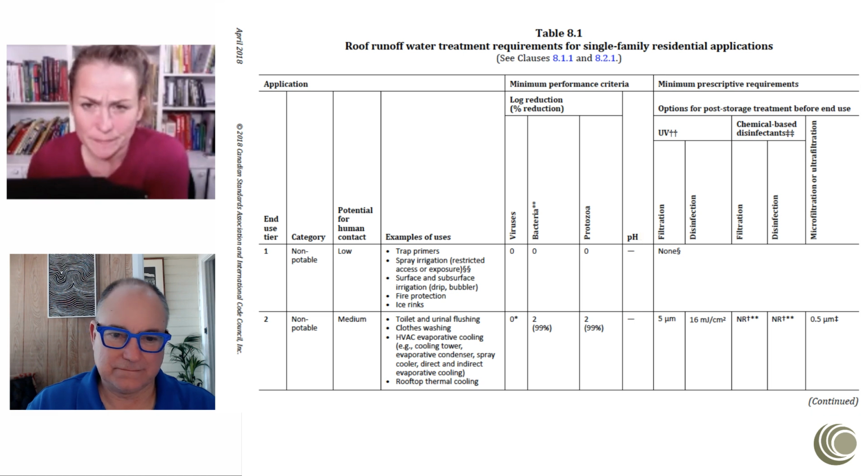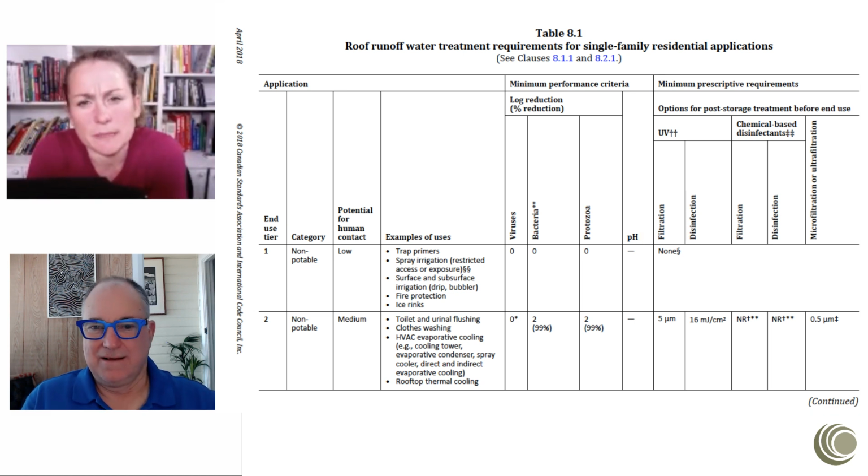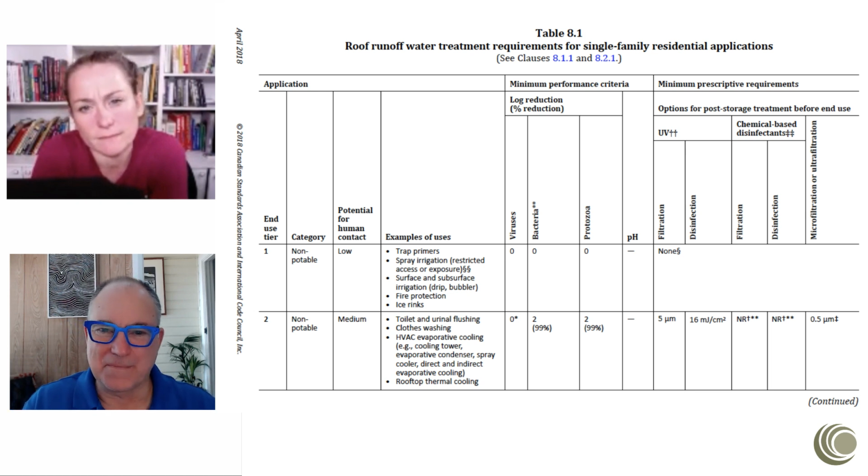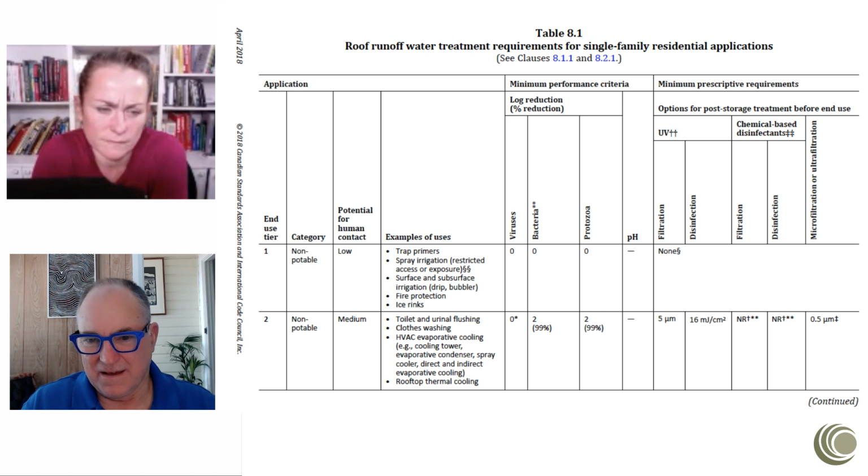What do you see here, Peter? What kind of jumps out at you in terms of thoughts? What jumps out at me is the minimum performance criteria is very much a water utility treatment plant design criteria that has no relevance at all to a small system rainwater harvesting design.